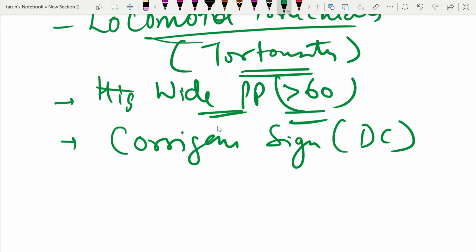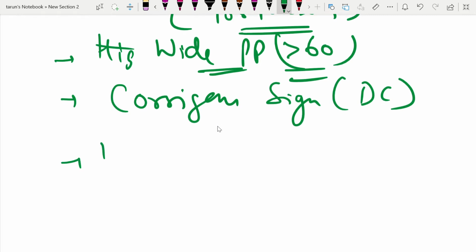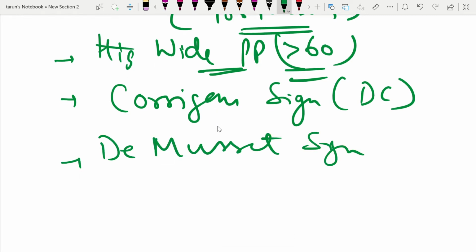Then you will get De Musset sign. What is De Musset sign? We'll discuss what De Musset sign is. De Musset sign is named after a French poet.